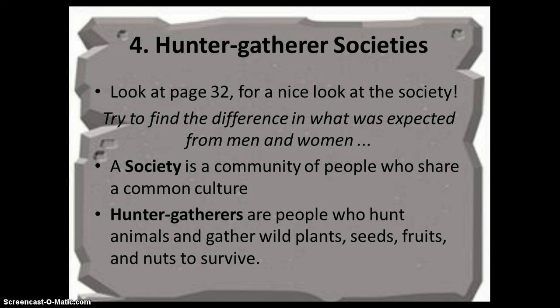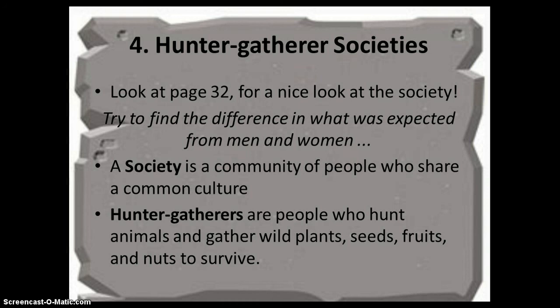Wait, culture, we know that one. We learned that in chapter 1. If you don't remember anymore, look it up in your notes, because it's important to remember what a culture is again. So society is a community of people who share a common culture. Hunter-gatherers, well, the title already explains to you a little bit what it is. Those are people who hunt and gather.